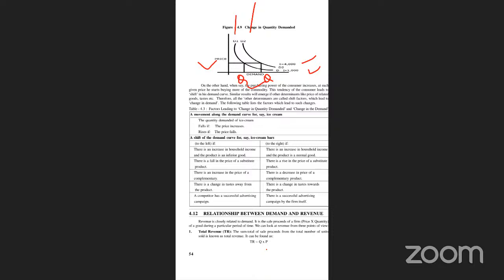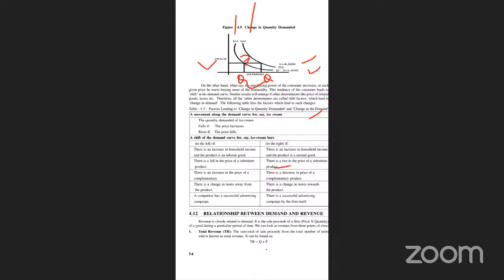When the income is increasing, you see there is a shift. Okay, from D1, the curve is moving towards D2. Because whatever be the price, slightly the demand for the quantity will increase. The reason here is because of the increase in the income. Okay, you can see here what factors lead to change in quantity demanded, change in demand.